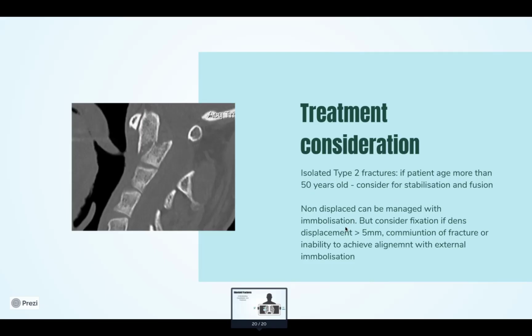So I'll talk about how we immobilize patients without surgery. But if it has displacement of more than 5 millimeters, if there's comminution, which means fragments of the fracture, or if you've tried immobilization and you're just unable to achieve good alignment, then these are all indications that you should probably consider surgery to fix it.